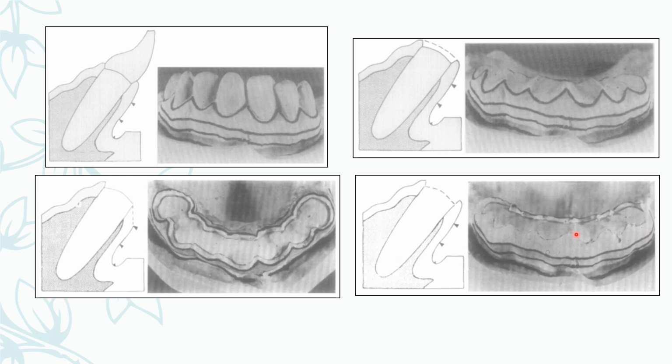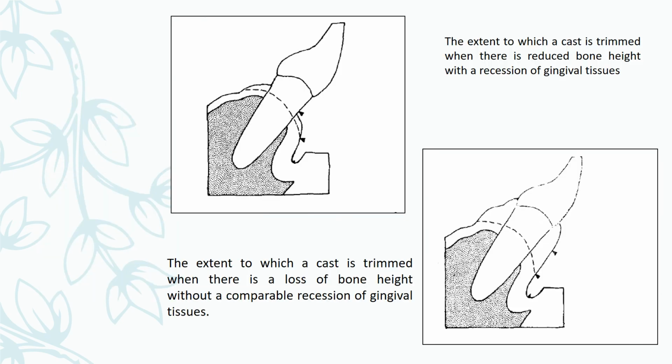So wherever the level of the teeth are, you can see how you can trim off, because this is also a very important step, because we are creating an edentulous space on the cast. So the extent to which the cast is trimmed is reduced to the bone height with the recession of the gingival tooth. So if there's a recession, this would be the bone height. If the recession is somewhere here, this is the bone height.